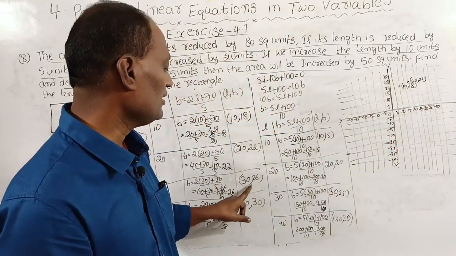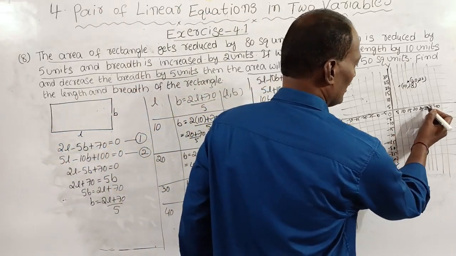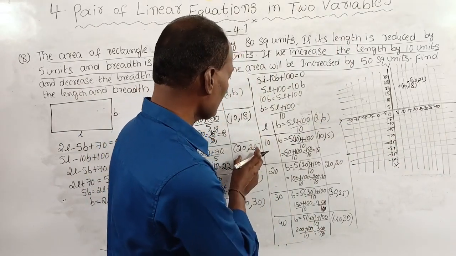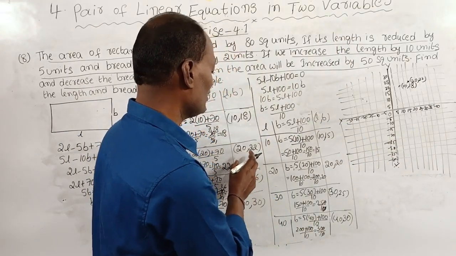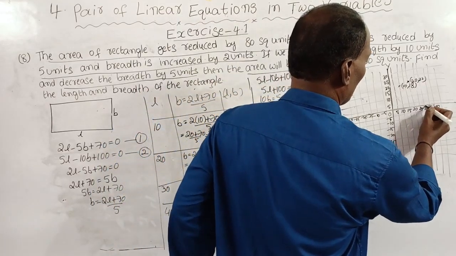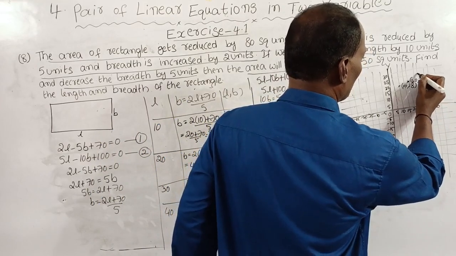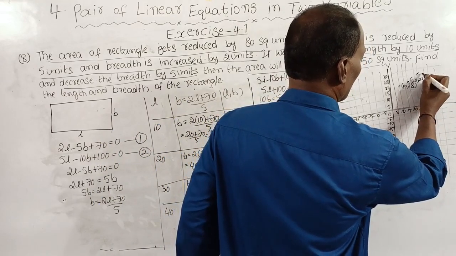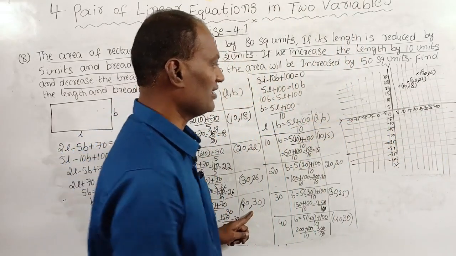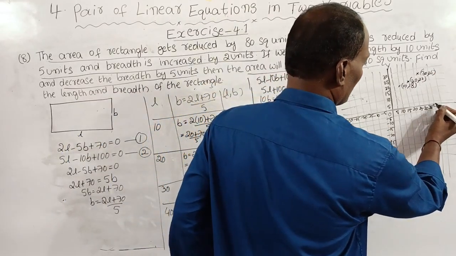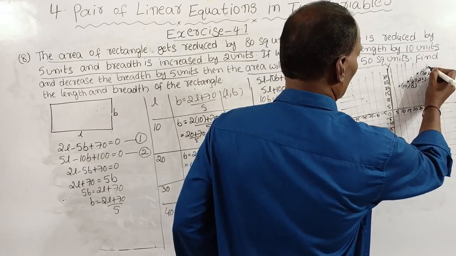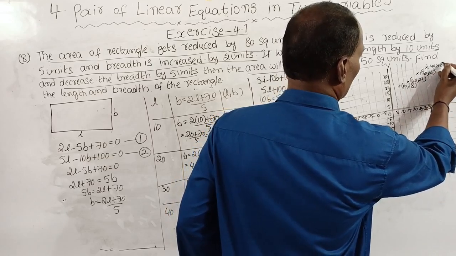20, 22, then 30, 26. This is the 30 on the x-axis, L means x-axis, and B means y on the y-axis. 30, 26. After 25 it will be 26, some 1 point. So the final point is 40, 30. Here 40, 30 on this one.